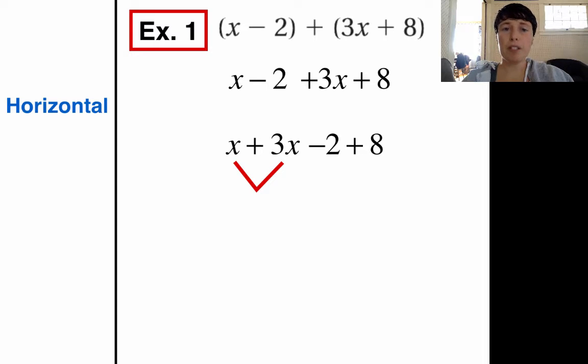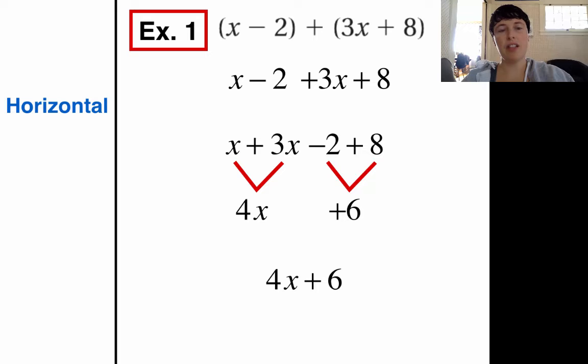If you have x plus 3x, how many x's do you have? You have 4 x's. If you have negative 2 plus 8, what is that? Well, same signs adding keep, different signs subtract. These are different signs. 8 take away 2 is 6. So we have 4x + 6. So our simplified solution is 4x + 6, and we've got our answer.